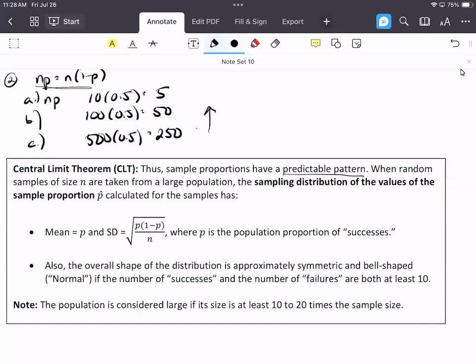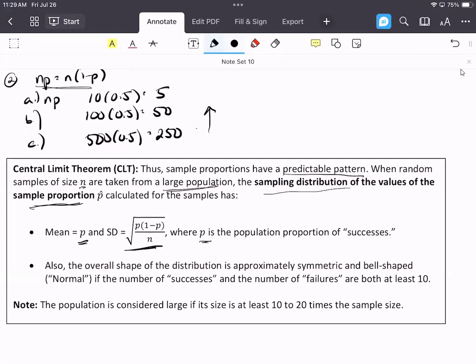Okay, so it's predictable. When random samples of size n are taken from a large population, and we'll discuss what large is in a moment, the sampling distribution of the values of the sample proportion, p hat, calculated for the samples has a mean of p and a standard deviation of the square root of p times 1 minus p over n, where p is the defined population proportion of success. We were doing a coin, so p is 0.5, and everything is going to be 0.5, and hopefully you think, no, it won't always be that way.